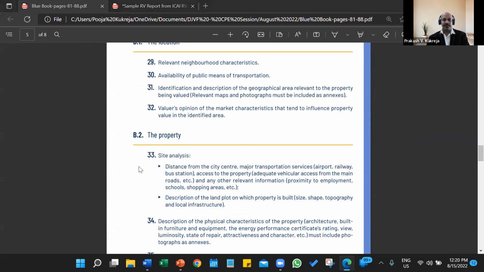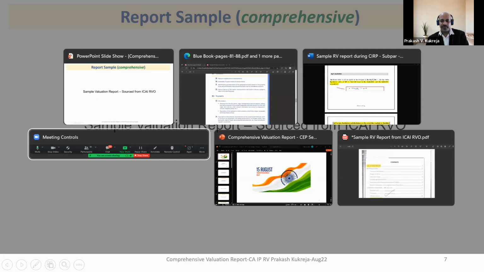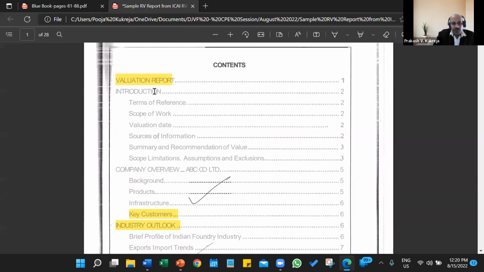So very good. Next, very quickly, I'll cover one valuation report. As Yogesh sir mentioned, ICRView has provided some samples. So very quickly, I'll just cover one sample, which I found to be relatively good. This is a valuation report, which was done for valuation of shares, right? It is a very elaborative valuation report.